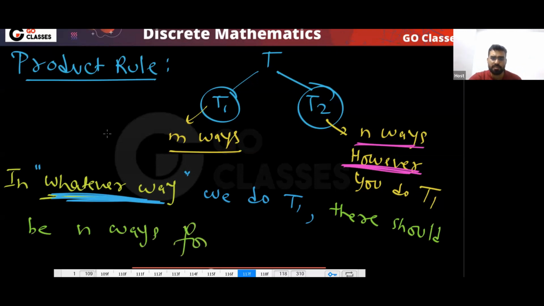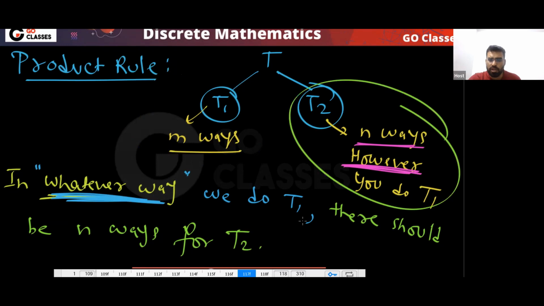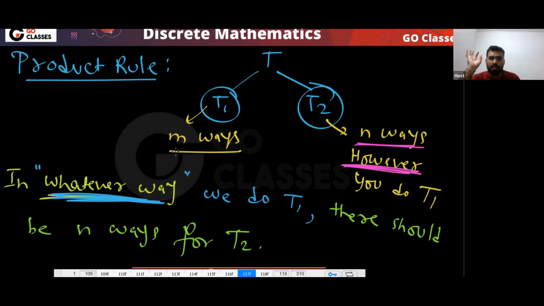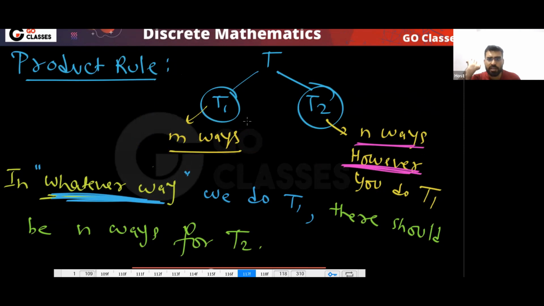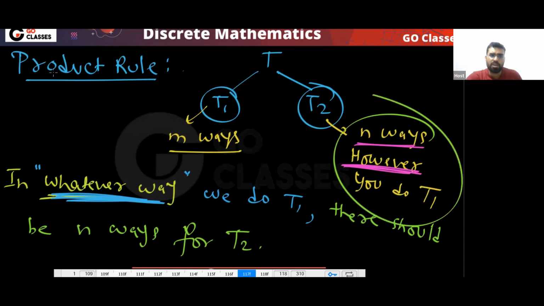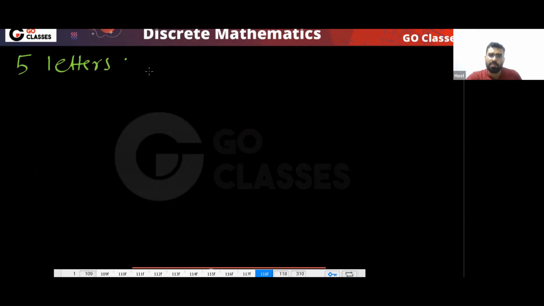Are you getting this point? Please tell me. So whatever way you do T1, there should be n ways for T2. It should not happen that for different ways you are getting different values here. Whatever you put here, there should be fixed n ways. For example, 5 letters without repetition. This is your example.